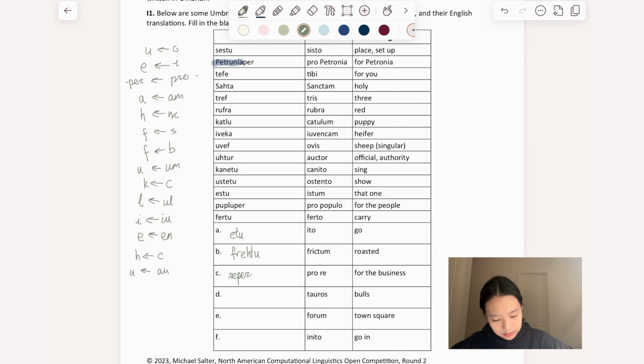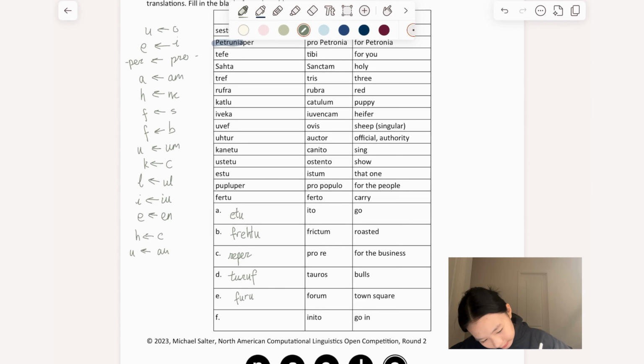And then taros, the T stays the same, and then we have a U instead of the AU. We have the R is still the same, and then here the O becomes a U, and then the S becomes an F. So it's taruf. And then forum, the F stays the same, the O becomes a U, the R stays the same, and then the UM just becomes a U. And finally, inito, the I's become E's, while the N stays the same, and then it's T, and then the O becomes a U, so it's initu.